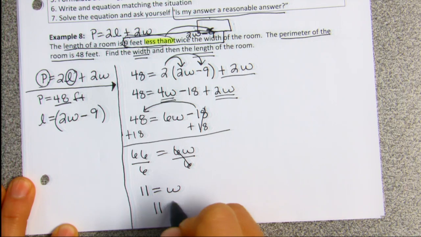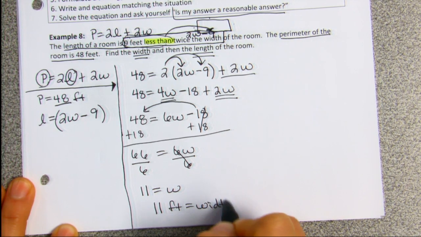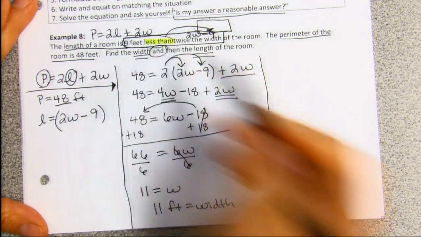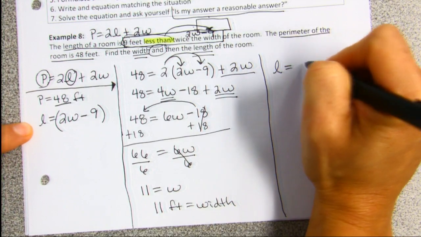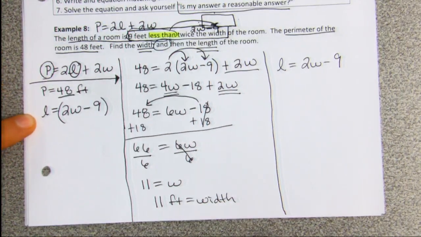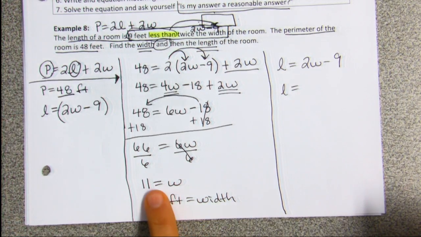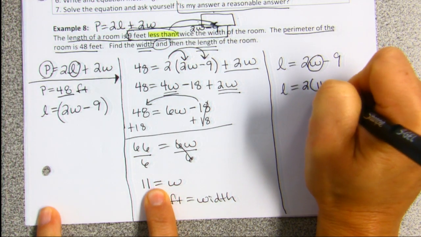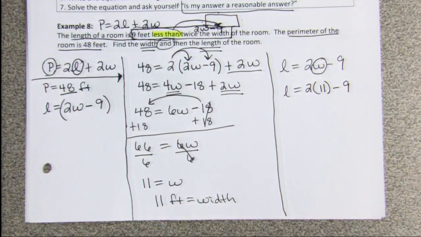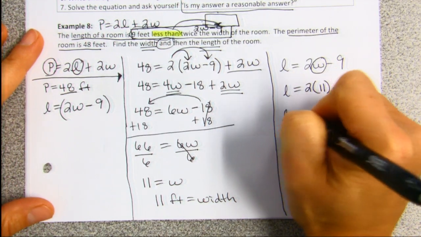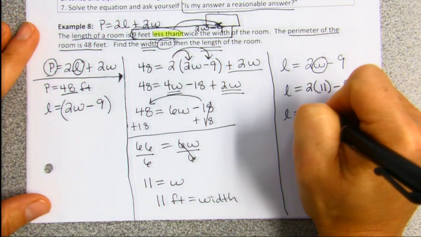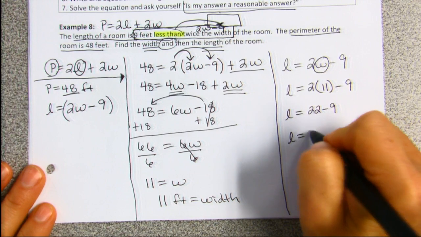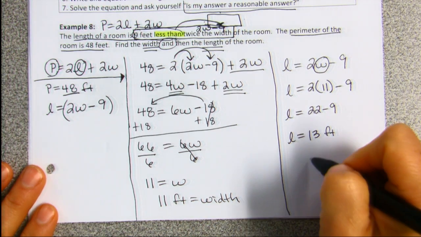Remember that represents 11 feet is my width. So it's pretty easy to go find our length now because we need to know both. Find the width and the length. I know my length equals 2W minus 9. So now that I know my W, I can plug that in. So 2 times 11 minus 9. You can do the steps, or you could also probably just plug that into your calculator, but 22 minus 9 is 13. So 13 feet is my length.